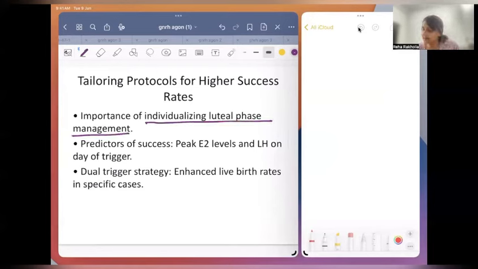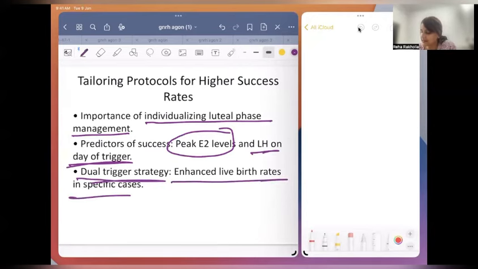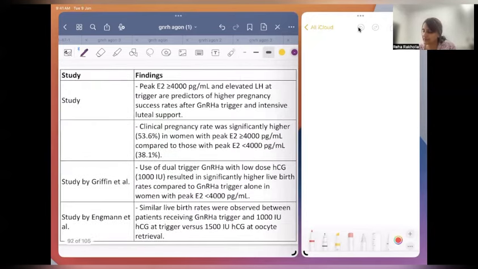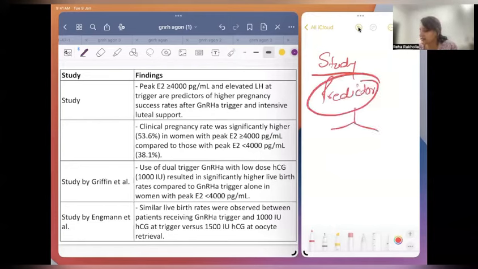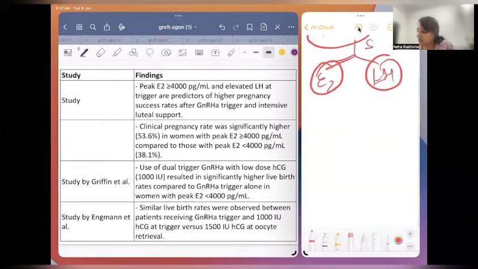Predictors of success. What are the predictors of success? Peak E2 level and LH on the day of trigger. Dual trigger strategies enhance live birth rate in specific cases. Now the study. First, what are the predictors? There are two predictors for success: estradiol level and LH, on the day of trigger.